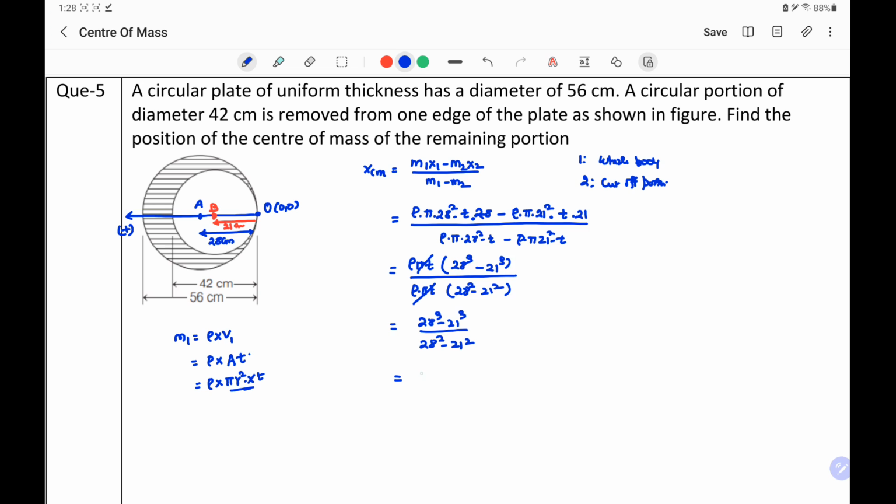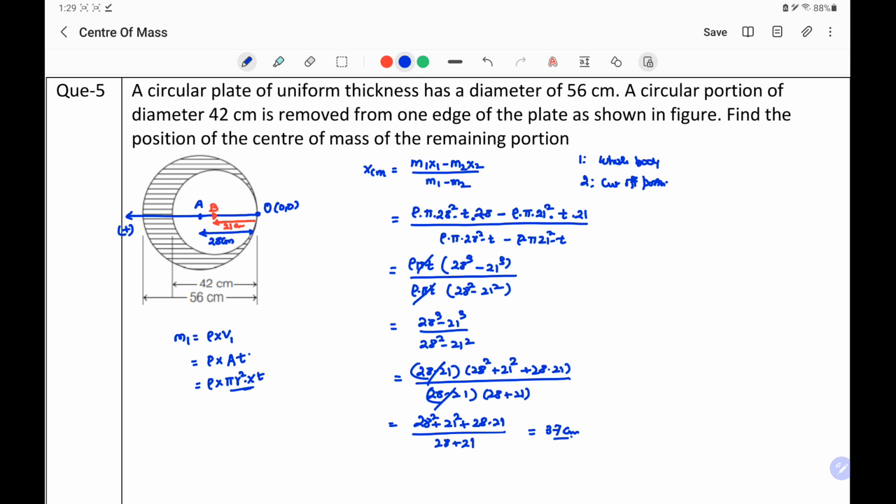We can factorize them. So it is 28 minus 21 into 28 square plus 21 square plus 28 into 21, and divided by 28 minus 21 into 28 plus 21. These get cancelled. So it is equal to 28 square plus 21 square plus 28 into 21 by 28 plus 21. On solving, it is 37 centimeter.